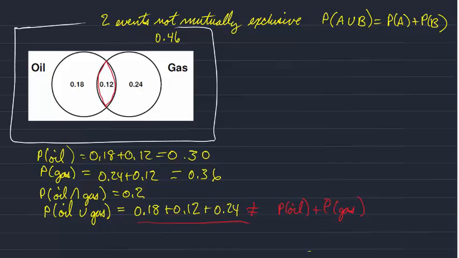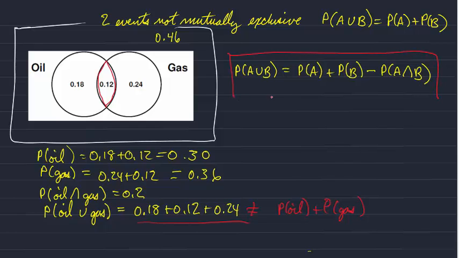So the more general description of the probability of A or B would be the probability of A plus the probability of B minus the probability of A and B. And that's a more general rule for describing the probability of A or B.